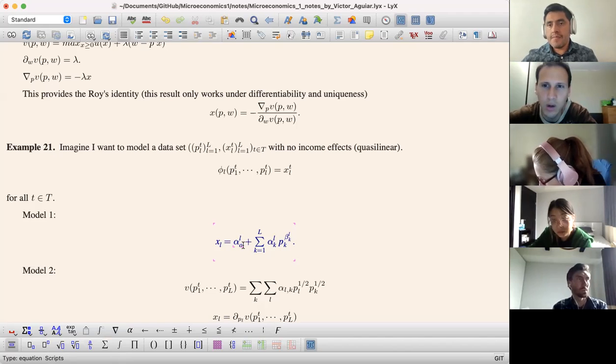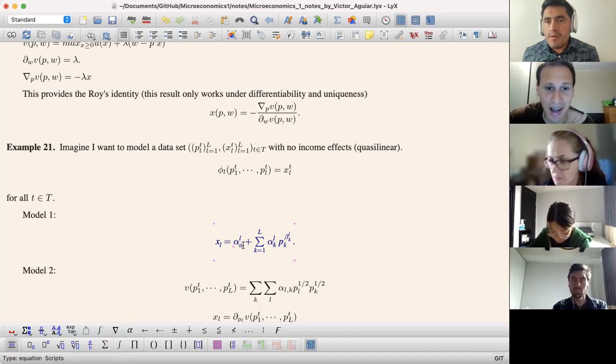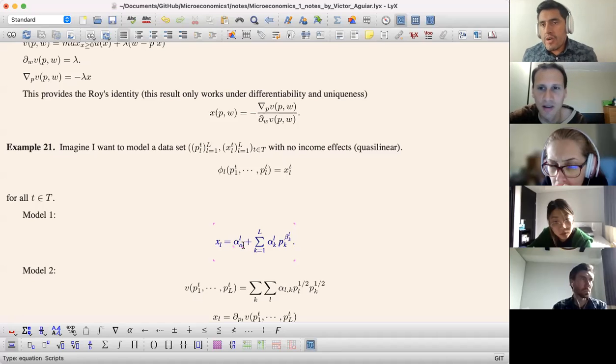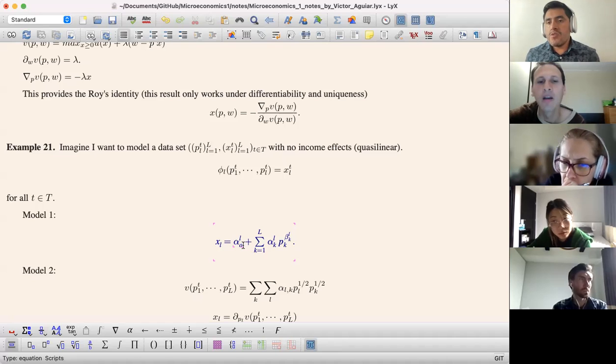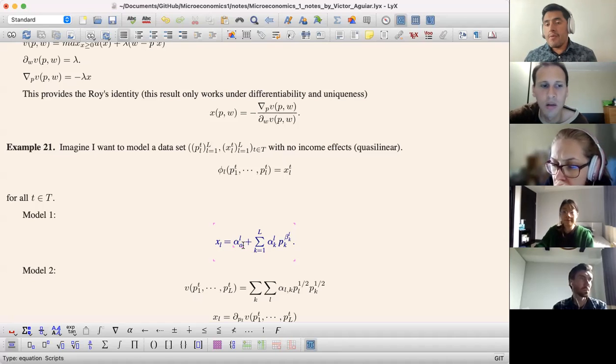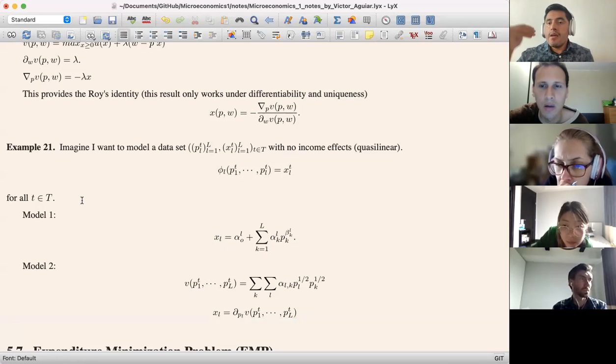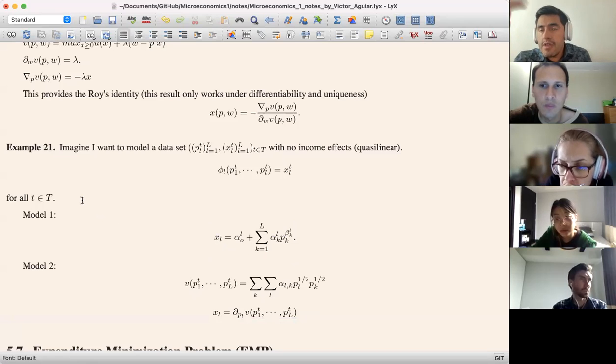Okay, I'm going to ask something very stupid, but how do you get the X and the V here, the ones of model 1 and 2? I don't get it, sorry. No, this is an arbitrary model I made from models that people have used in the literature. I was just making a point in this particular example. It's labeled as an example. Essentially, it's a special case of the more general Roy identity.